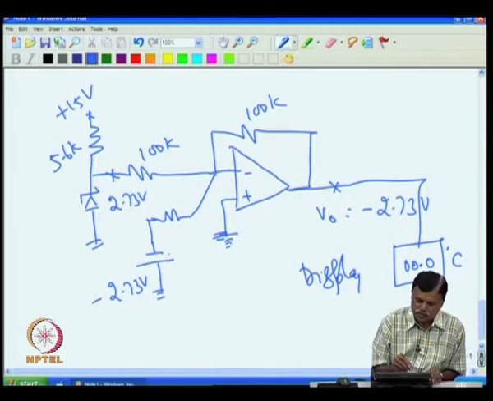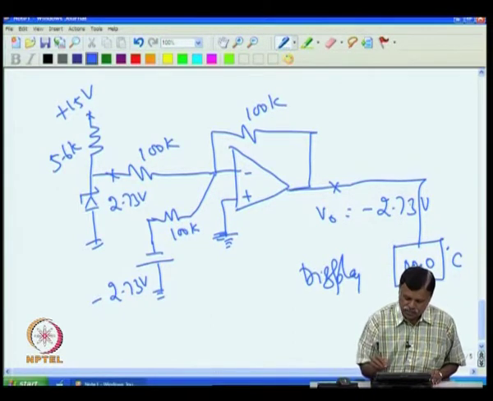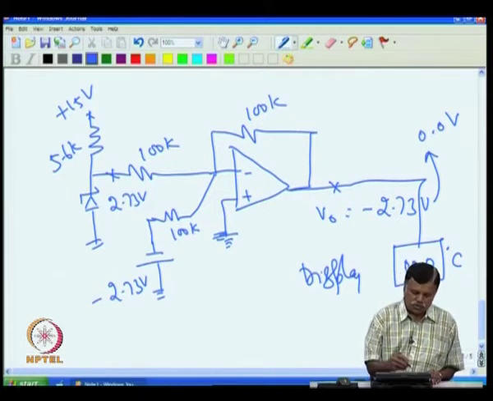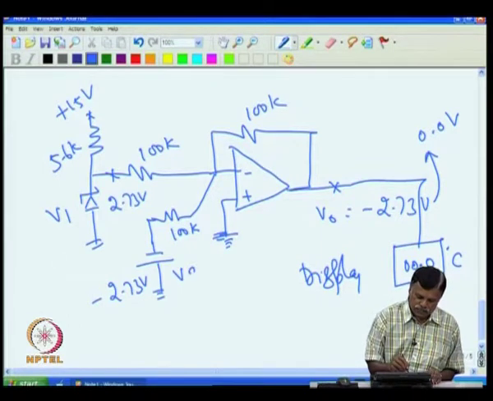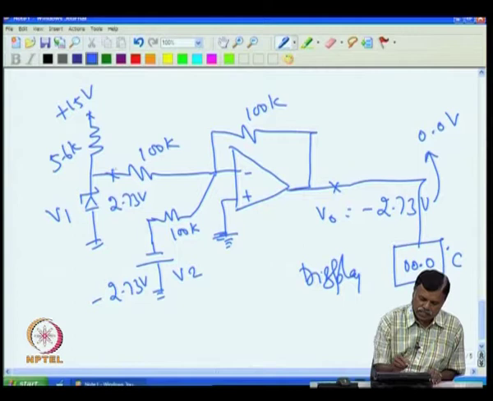Now, if I give minus 2.73, if I put here 100K, then you will find that this V0 now actually tends to 0 volt. This is because now you have two sources, one is V1, another is V2. So, how to find the net output voltage? We have to take one at a time. First we take V1, then the effect of V1 with V2 grounded.